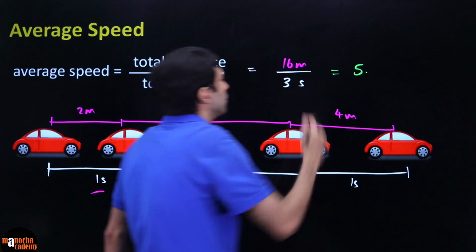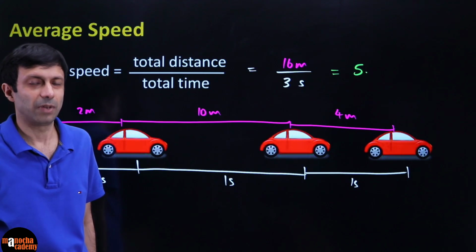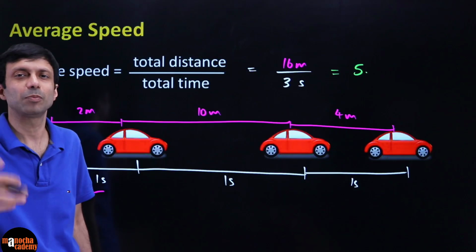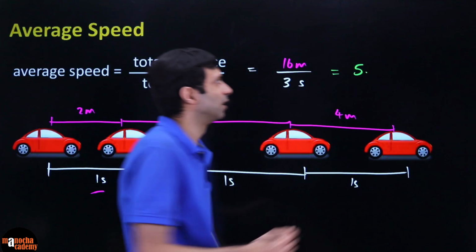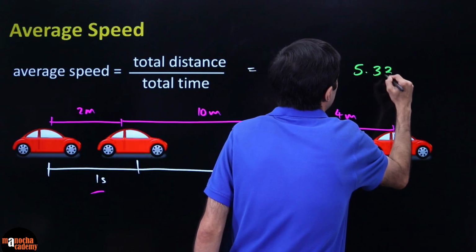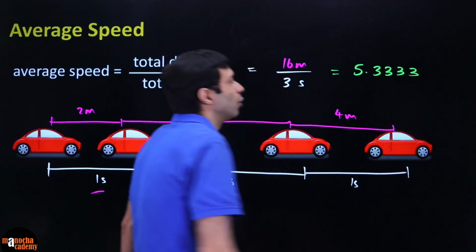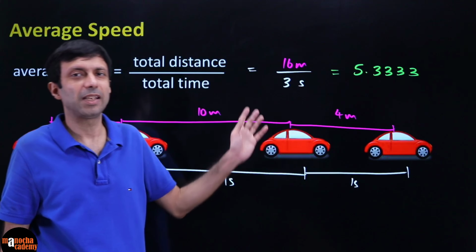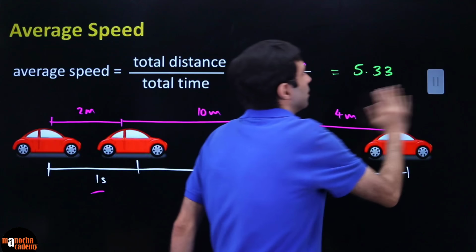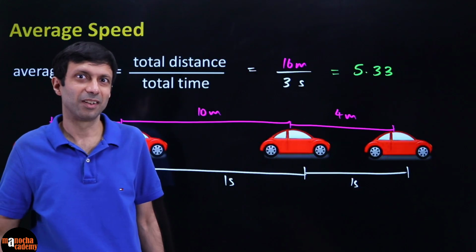5 1/3, right? 5 3s are 15. 5 1/3. 1/3 means 0.333. Normally in physics you don't write fractions, you write decimal answers. So it is 5.33333 and so on. Normally you will round it to 1 or 2 decimal place. So it's good to write till 2 decimal place. So I'll write 5.33. Is this answer correct? Is it complete?